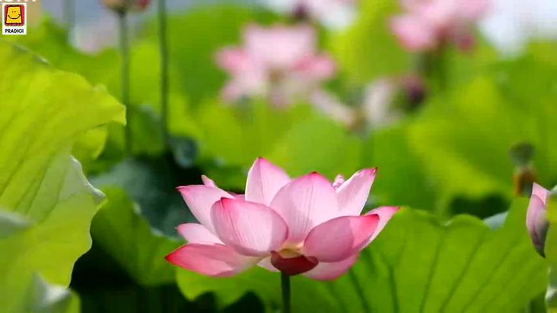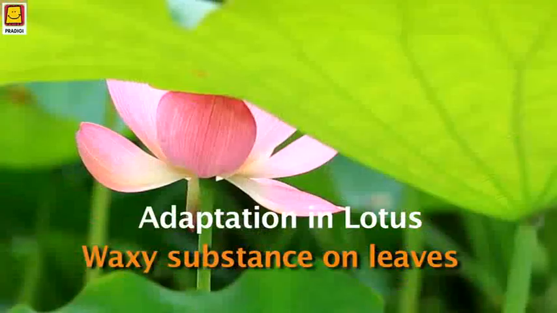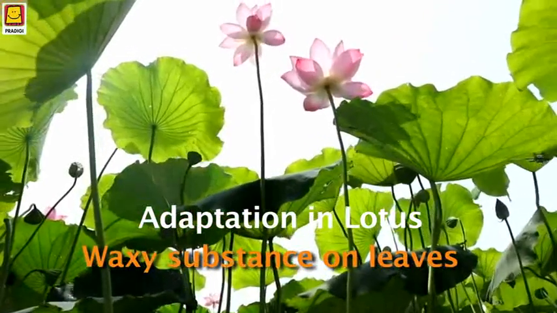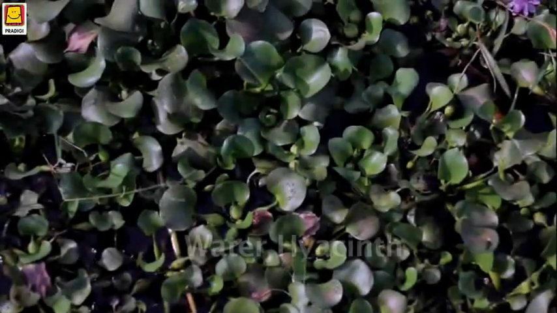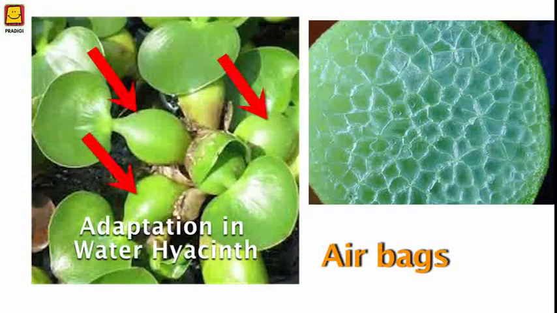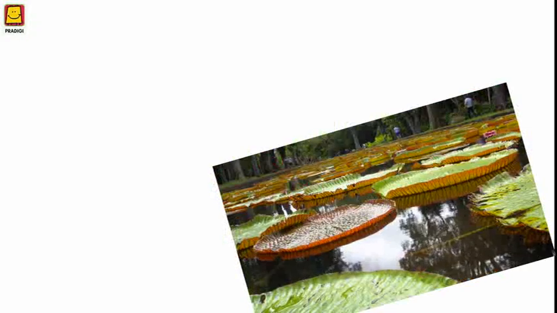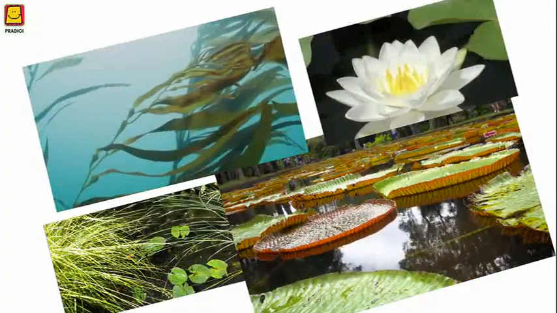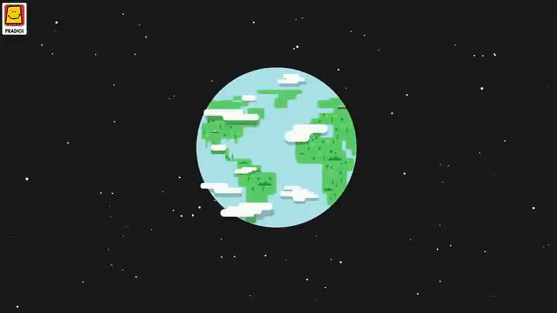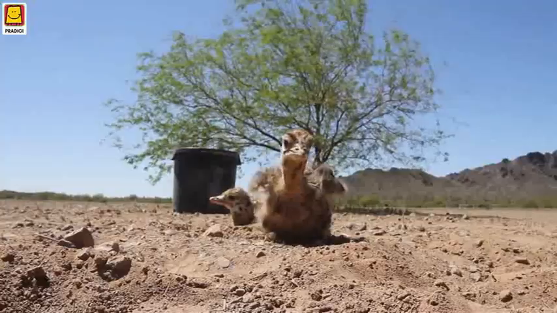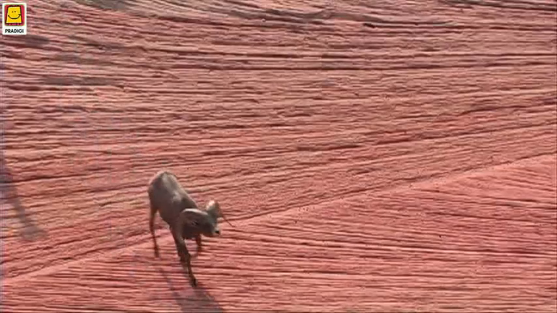The broad leaves of the lotus and a waxy layer on them are an adaptation to survive in water. Water hyacinth. They have airbags in them that help them stay afloat. Plants that stay in or over water have adapted themselves to suit their environment. They are very different from plants that grow on land. There are unique examples of adaptation all around us. Every successful organism shows a specific adaptation.